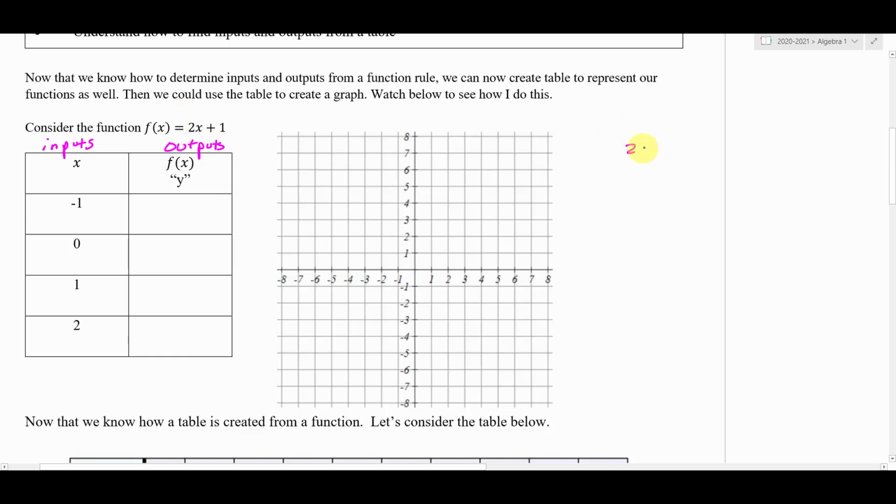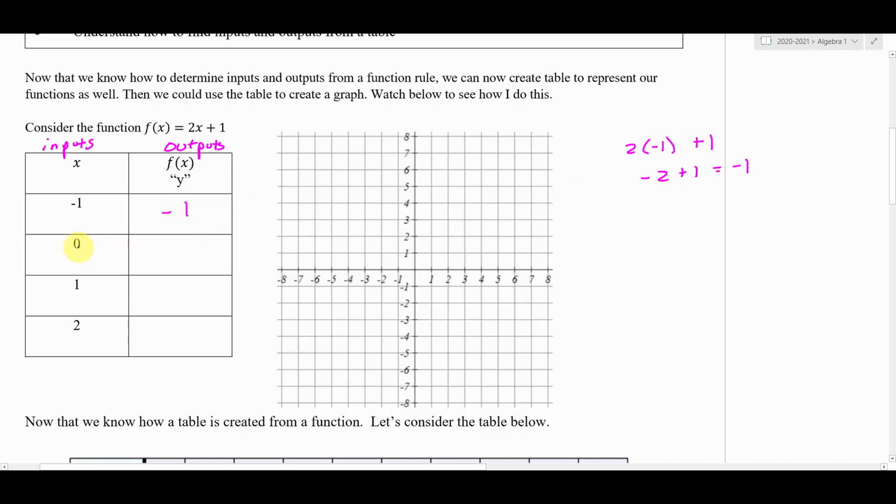So I'm going to do 2 times -1 plus 1, right? So where that x was, I plugged in the -1. Well, 2 times -1 is -2. And then I still have a plus 1, so -2 plus 1 equals -1. So I put a -1 in, I got a -1 out. Okay, so I'm going to put that -1 in there. And then I got to do it again.